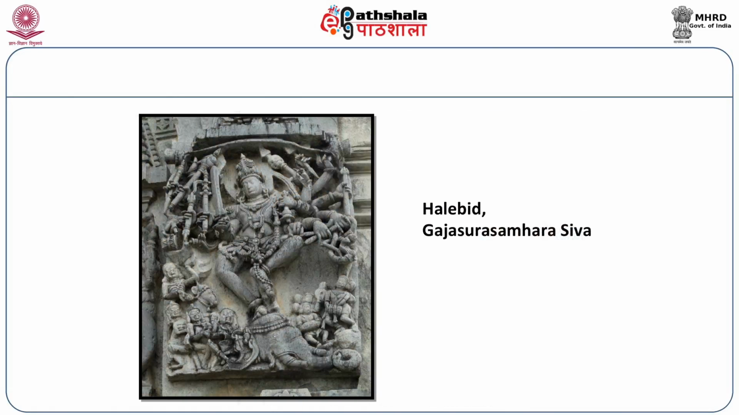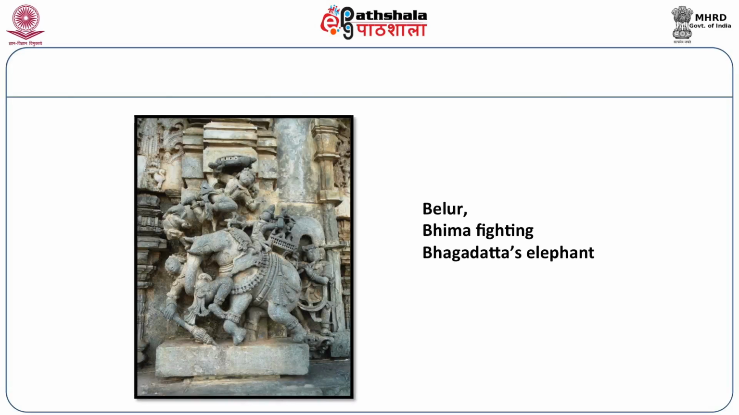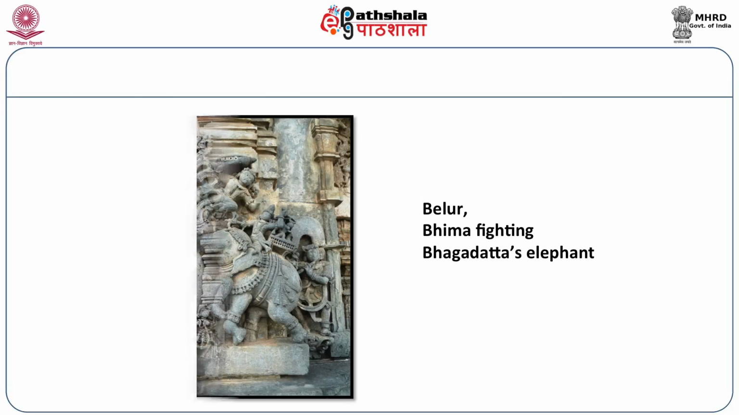This is a representation of a form of Shiva called Gajasamhara Murti. In this, he is shown as dancing over the elephant head, which represents a demon named Gajasura. This sculpture comes from Halebid. This is another sculpture found at Belur. It represents the fight of Bhima with Bhagadatta's elephant. You can see Bhima thrown up by the elephant of Bhagadatta.